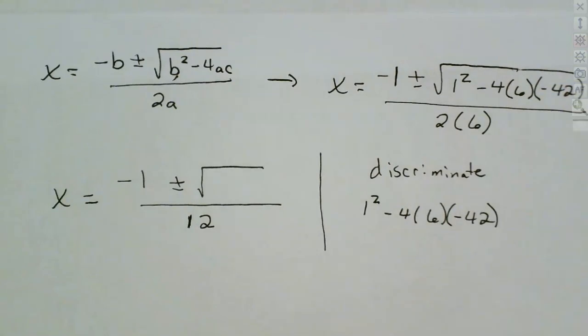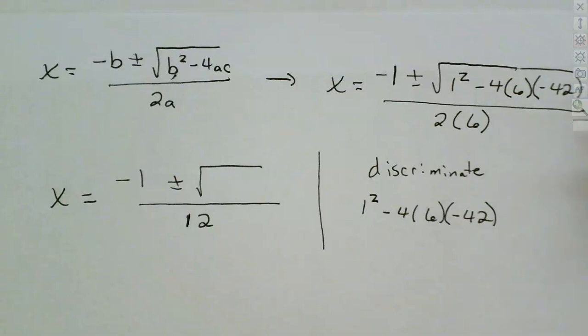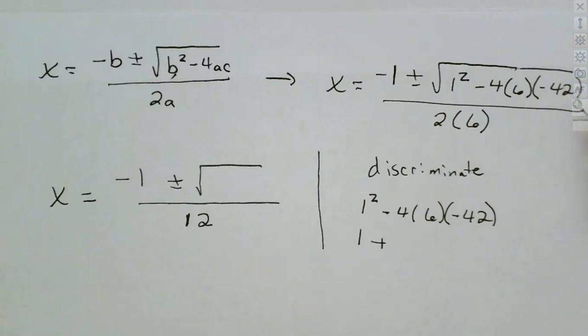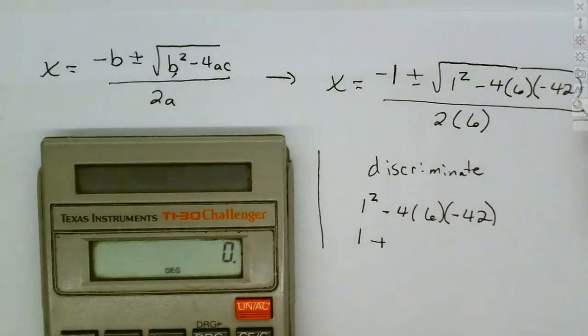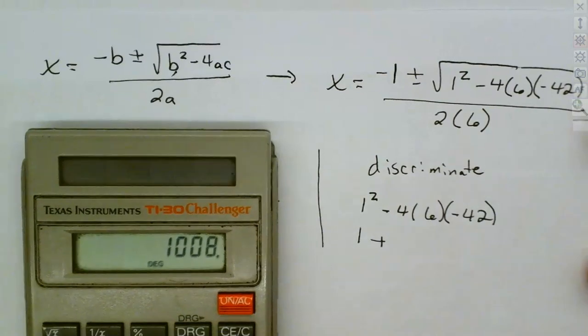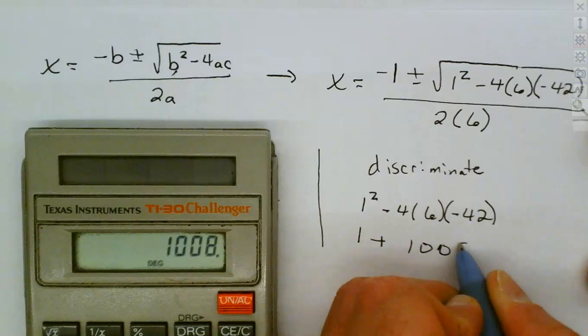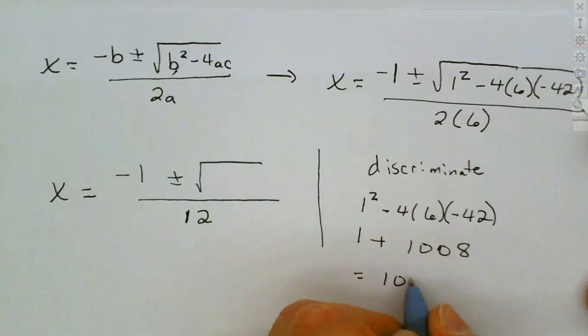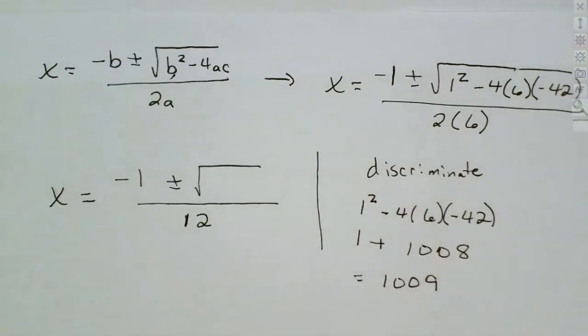What do we know about the discriminant? Let's look at our signs here. What do we know about a negative times a negative here? Negative times a negative makes it a what? Positive. So 1 squared is 1. 2 negatives makes that a positive. And now we just simply multiply. We've got 4 times 6 times that 42. And that gives you 1,008. Okay, we'll add those together, and that's going to be 1,009.